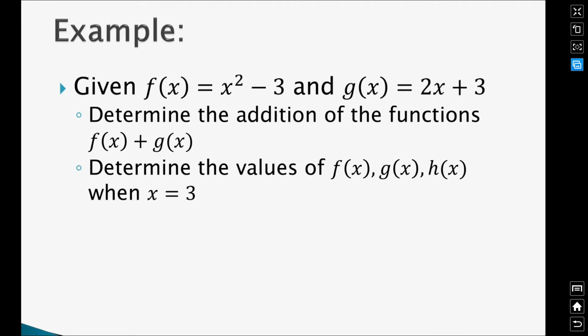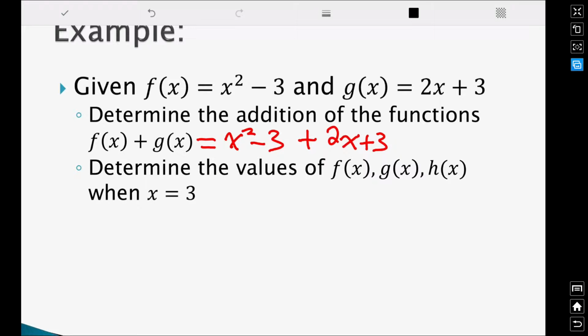Alright, so let's do the first one. First part of the example says, what is f of x plus g of x? Well, we just basically take f of x. We'll replace f of x with its function, x squared minus 3. We'll add to it g of x, which is 2x plus 3. And there we go, we're done.